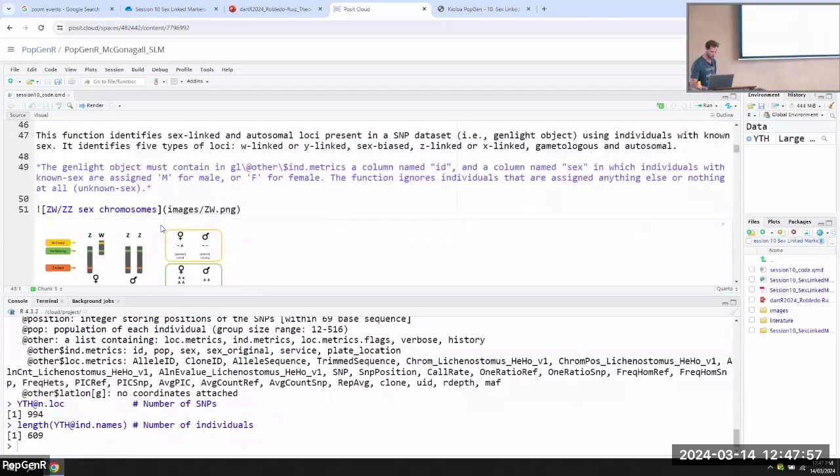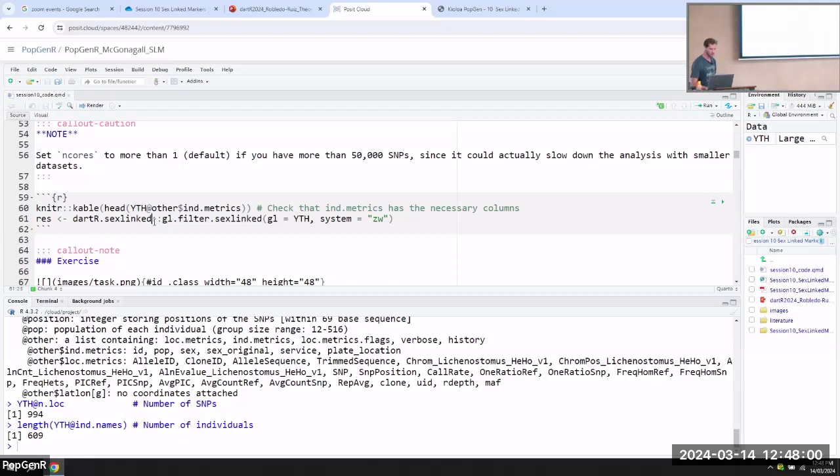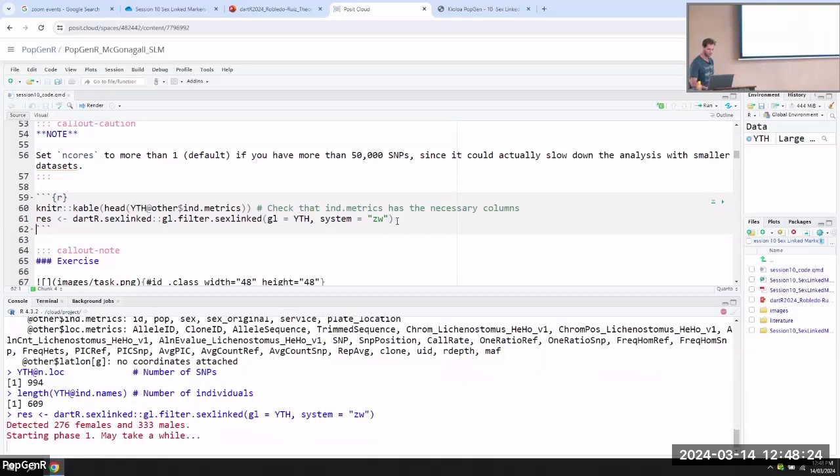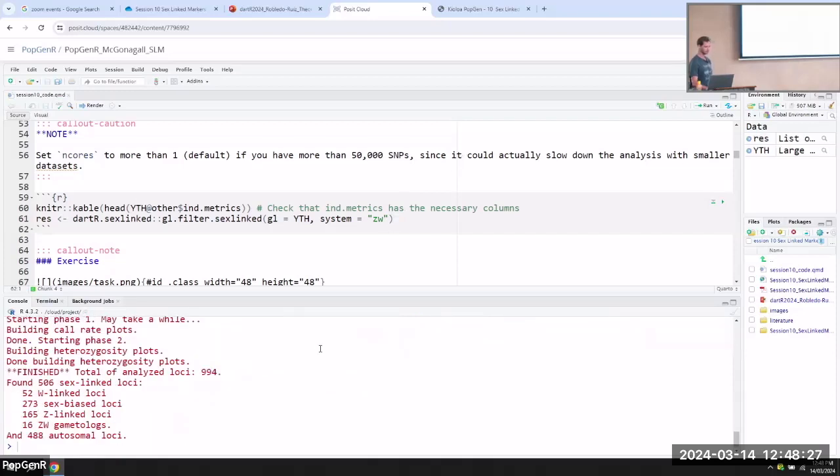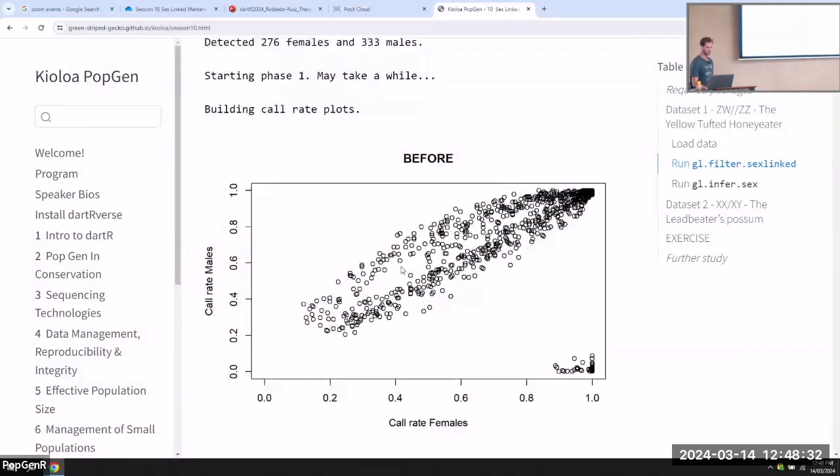Yeah. And as we said, it's an easy function, which is gl.filter.sex.linked. You do need to give it your expected sex chromosome system. So if you work on species where you actually have no idea, run it twice, once which says ZW, once which says XY, and see which one gives you the best results. As you see, for 1,000 markers, that runs really quick. And these are the results you get out of it.